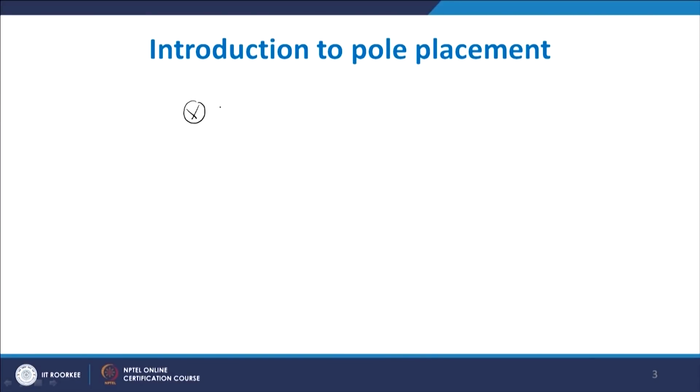Pole placement means that we have designed a controller. It is similar to the controller which we designed in the classical approach. For example, in the classical approach we have a plant like this. Let us say this is the controller C(s), then this is the plant G(s), and now this is a negative feedback control system, with R(s) and Y(s).